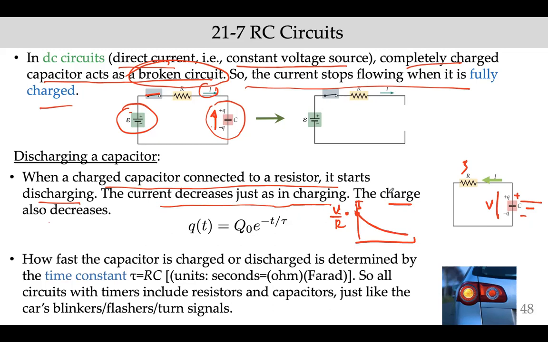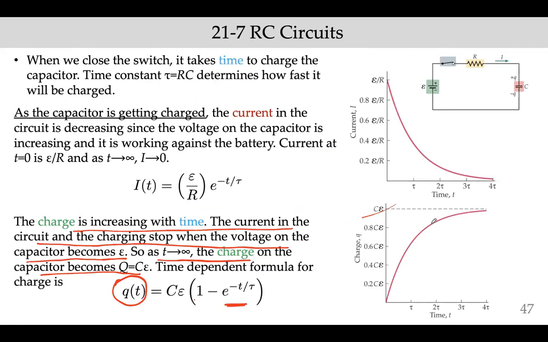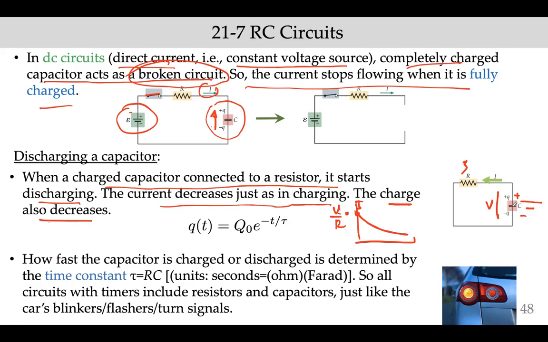And the charge will also be decreasing. In the previous case, the charge was increasing because we were charging it. Now we are using up the energy or the charge. So this formula shows that the charge Q will be going down. It will start with the initial charge, whatever charge was collected on the capacitor, but then it will go down. So in both cases, charging and discharging, the current always goes down.